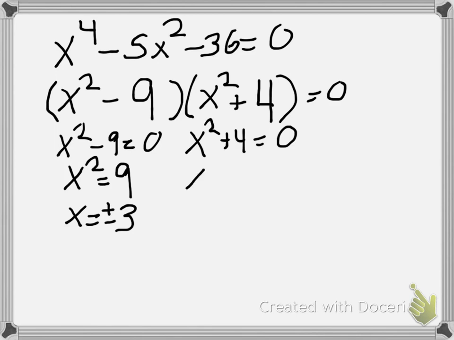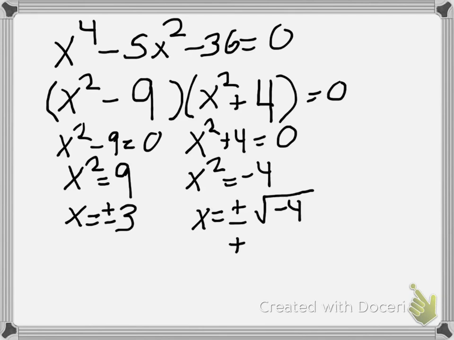This one becomes x squared equals negative 4. And then x equals plus or minus the square root of negative 4. Well, this is going to be imaginary because you can't take the square root of a negative, so we're going to pull out the i. So we got plus or minus i times the square root of 4. Well, that's just 2, so this other answer is plus or minus 2i. So your 4 answers are plus or minus 3 and plus or minus 2i.